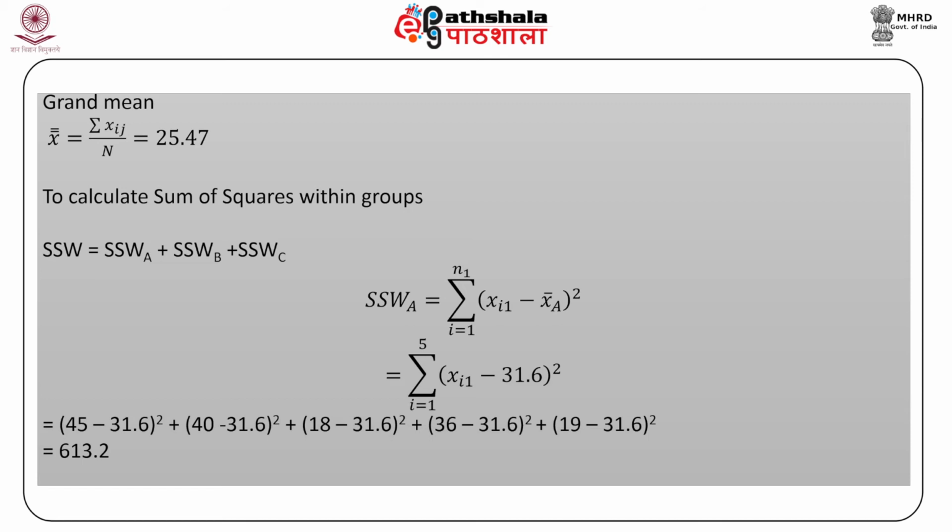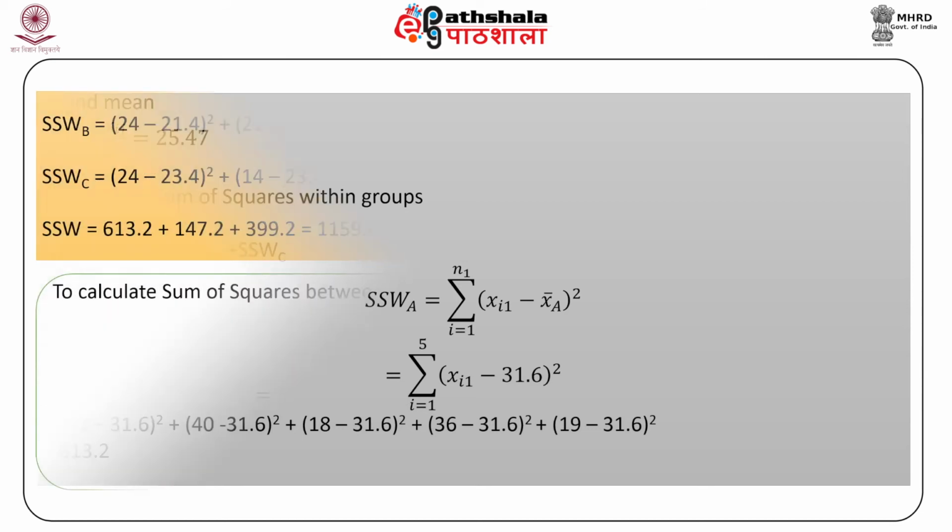So if I elaborate it further, you can see that this is equal to the first cell value 45 minus 31.6 squared, plus 40 minus 31.6 squared, plus 18 minus 31.6 squared, plus 36 minus 31.6 squared, plus 19 minus 31.6 squared. On summation, you get 613.2.